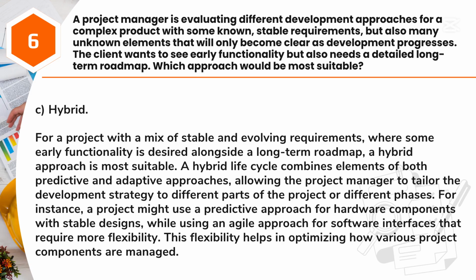Answer: C. Hybrid. For a project with a mix of stable and evolving requirements, where some early functionality is desired alongside a long-term roadmap, a hybrid approach is most suitable. A hybrid life cycle combines elements of both predictive and adaptive approaches, allowing the project manager to tailor the development strategy to different parts of the project or different phases.